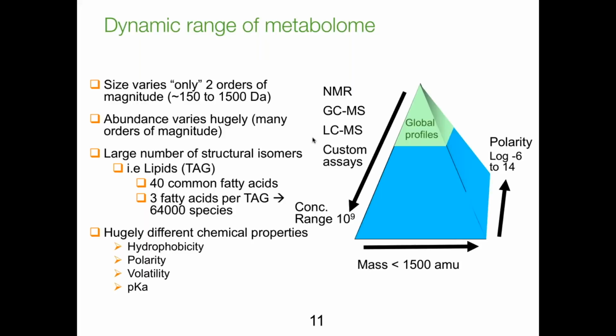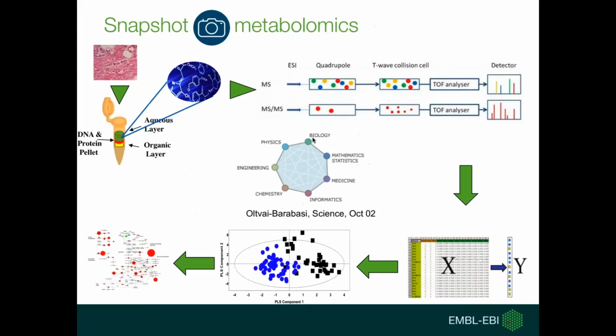So if you calculate it based on 40 common fatty acids and 3 fatty acids per triacylglyceride, you can calculate that there are about 64,000 different species of them. And knowing and classifying them is quite hard. And identifying it is even more difficult, but there is progress. Slowly, more and more people are able to identify these things.